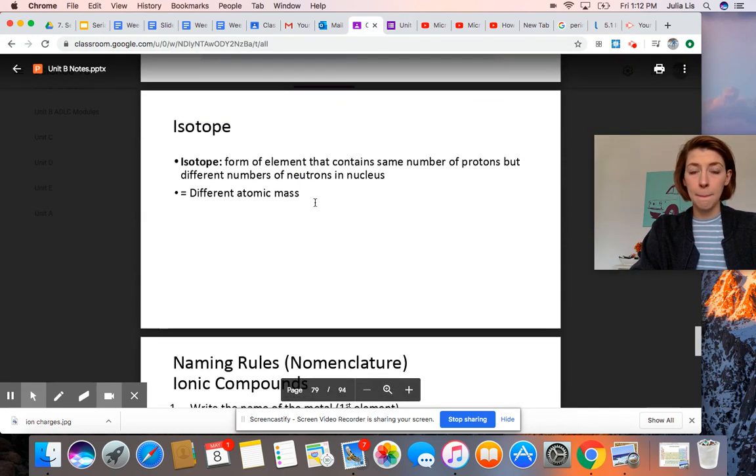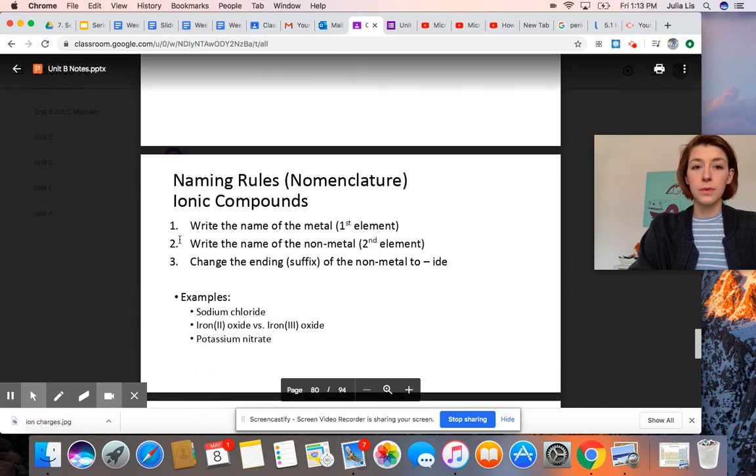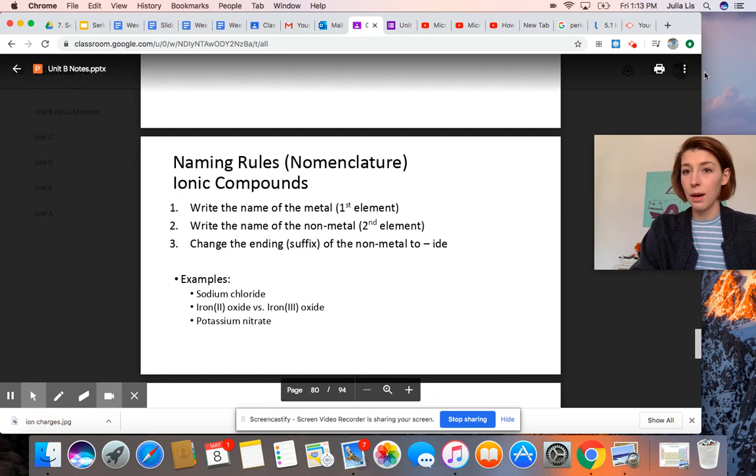Okay. We'll talk about isotopes a little later, but isotopes are when you have an element that has a different number of neutrons than protons in the nucleus. Okay? And so stay tuned. Our next lesson will be about naming ionic compounds.